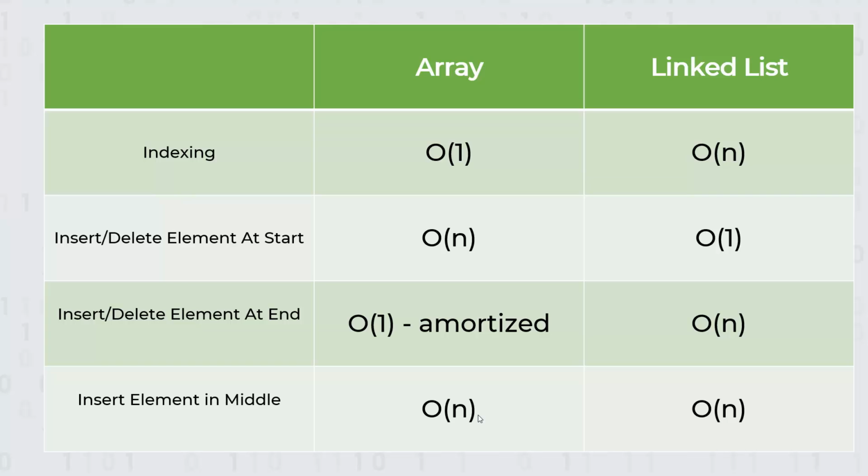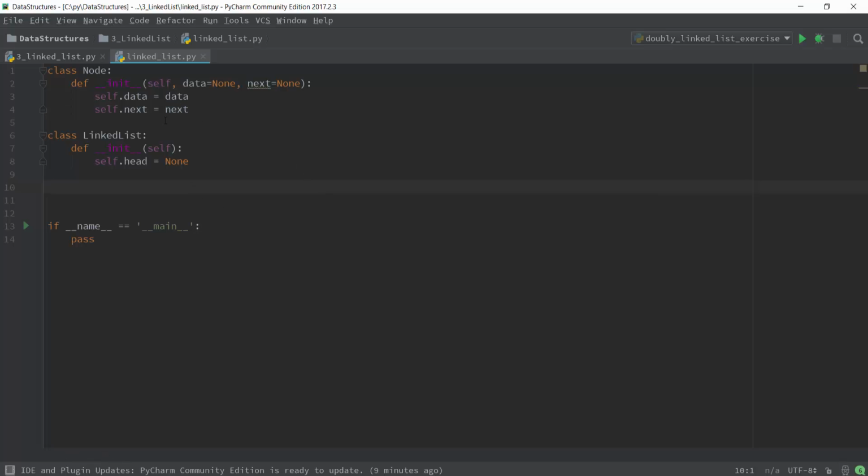Now let's implement linked list in Python. I have opened PyCharm and I've created two classes here. The first class is a node class, which represents an individual element in the linked list. It has two class members. One is data. The second one is next, which is a pointer to the next element. Data can contain integers, numbers, or complex objects. The second class is a linked list class where you need a head variable which points to the head of the linked list.